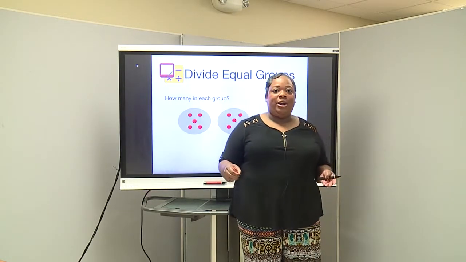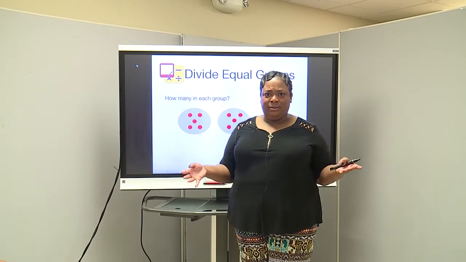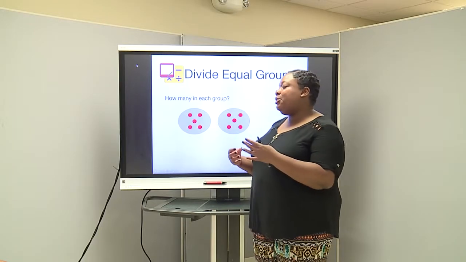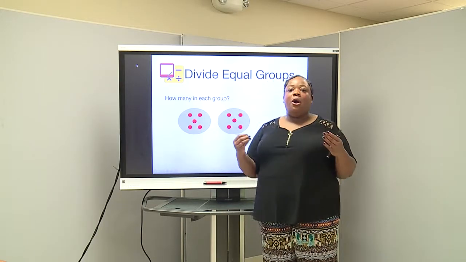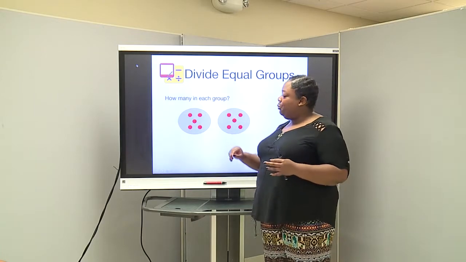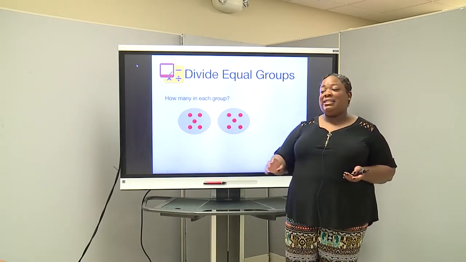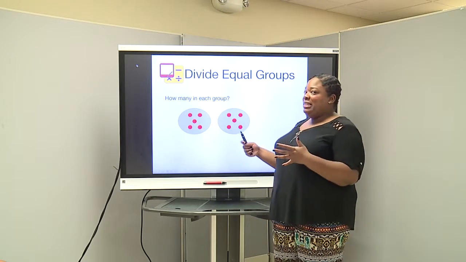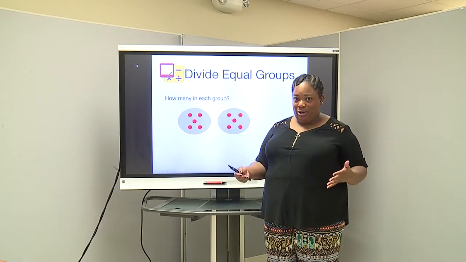How many are in each group? What are they asking us here? They're asking for the size of the group. And remember, the size of the group tells us how many there are in each group. So we know we have 2 groups. And now what we want to know is how many are in each group. So how many red circles are in each group? Let's count both of them to make sure they're not different numbers.